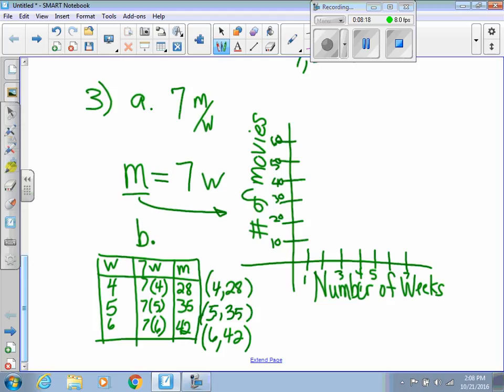And if we do 4 weeks at 28 movies, we'll be about right here. And 5 weeks at 35 movies. And 6 weeks at 42 movies. So you can see that it's a linear relationship, and those dots are forming a line.